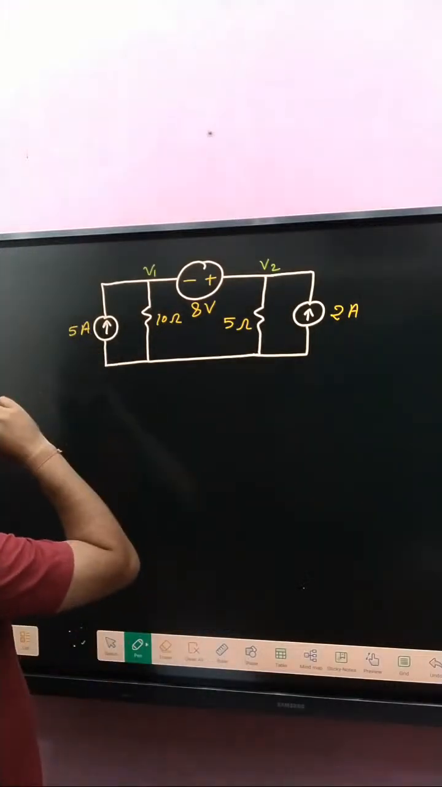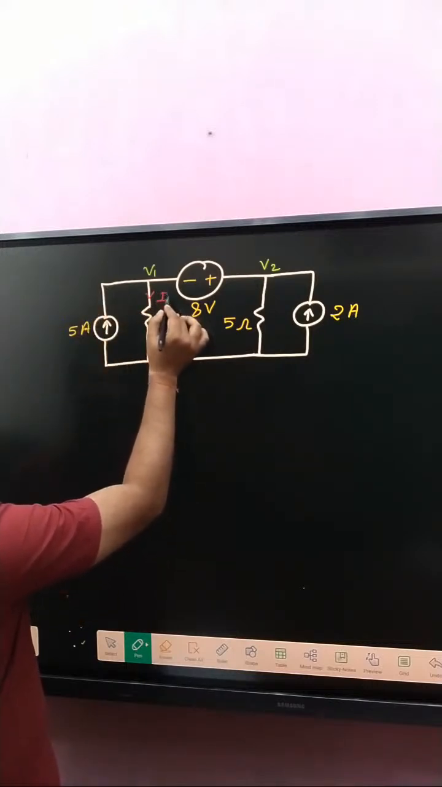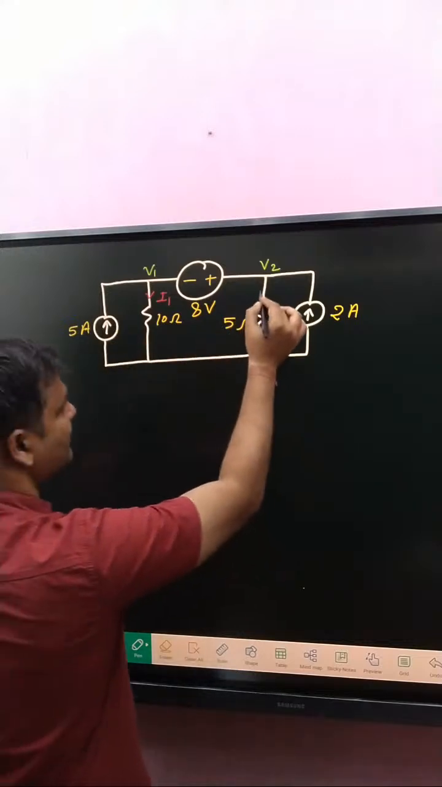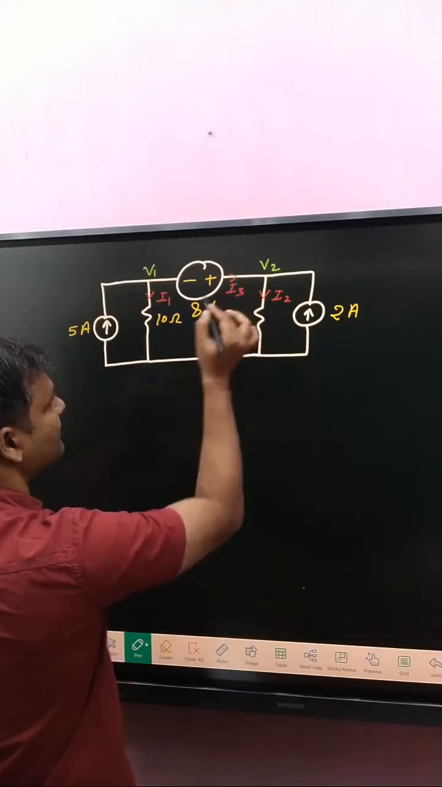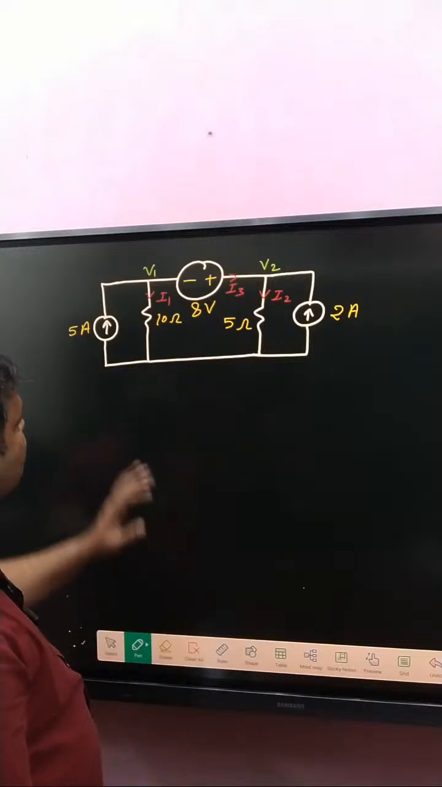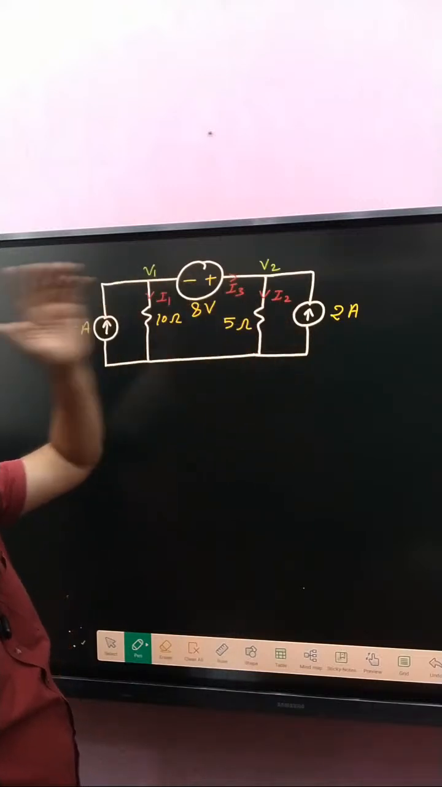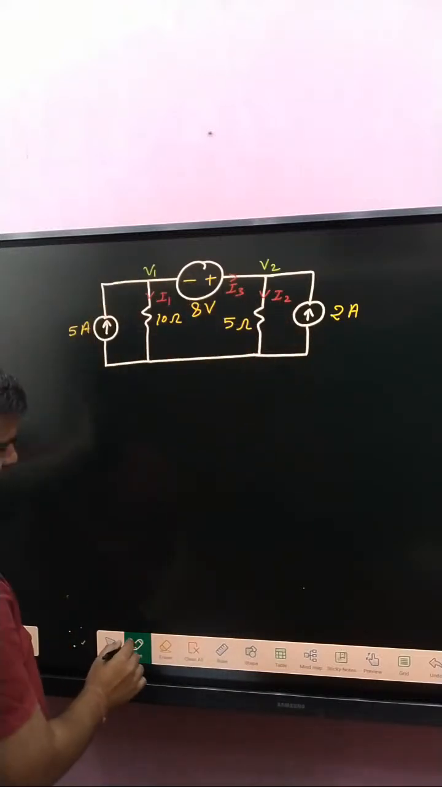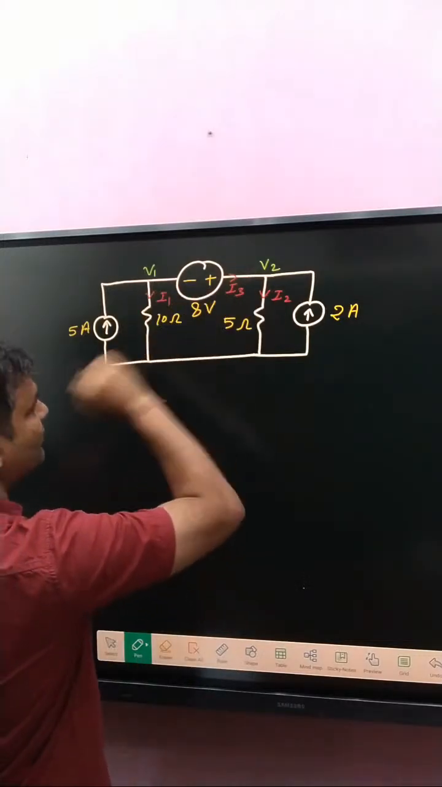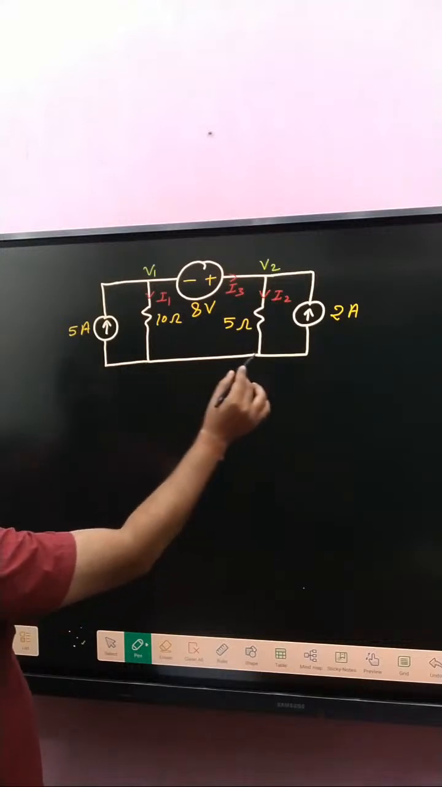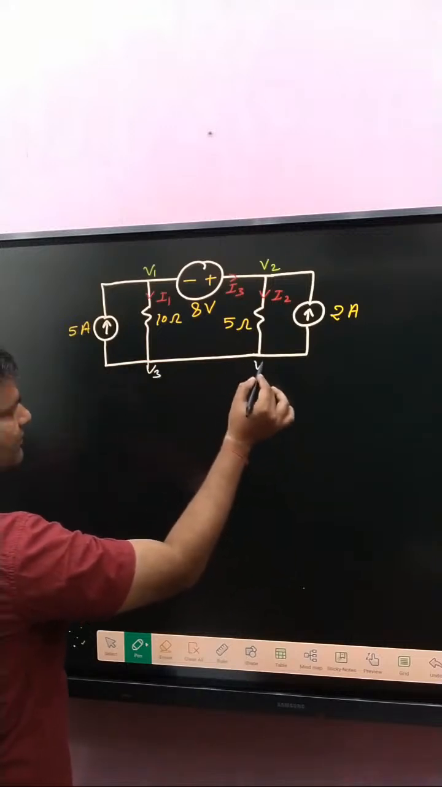Here the branch current is given as 5 ampere in the upward direction. The other branch currents are not given, so assume here I1, here I2, and here I3. So all the branch currents are marked. This branch current is already given as 2 ampere. Next step, node voltages. Here one node is already given, and suppose this node is V3 and that one is V4.